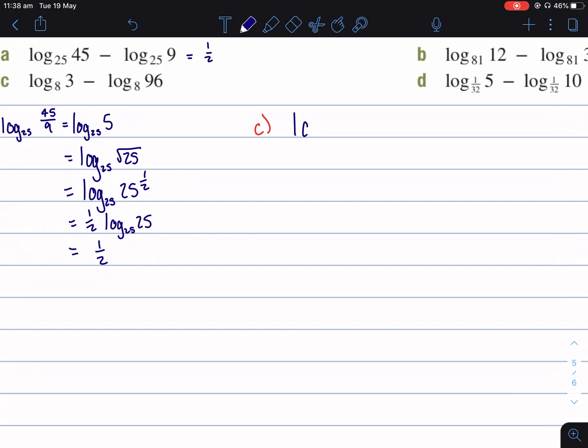So if we've got log base 8 of 3 divided by 90 minus 96, that's the same as log base 8 of 3 divided by 96, which means it's log base 8 of 3 over 96. Does that simplify? 1 on 32. Okay, which means it's log base 8 of 1 on 32, which is the same as 2 to the minus 5. That's all I can think of so far.